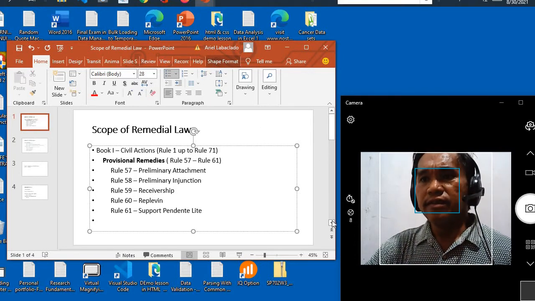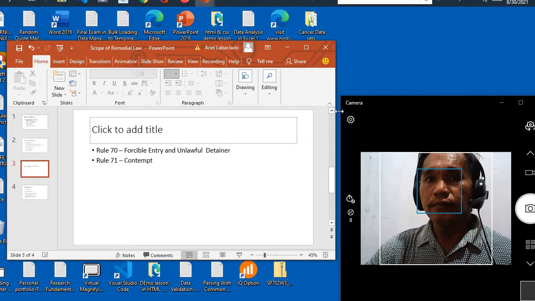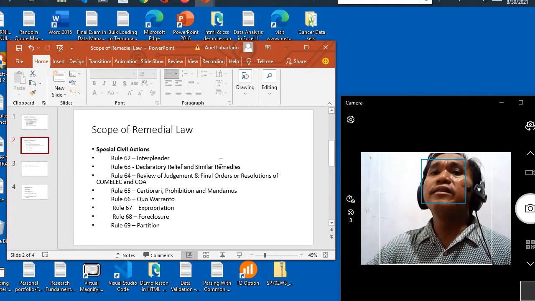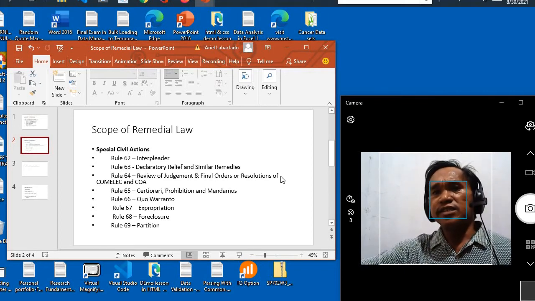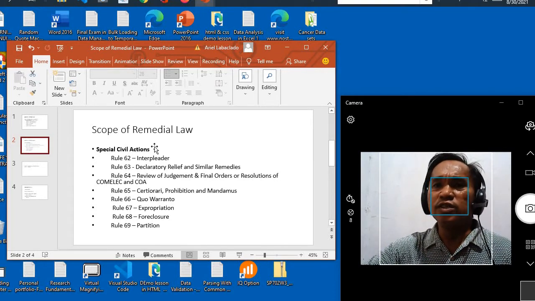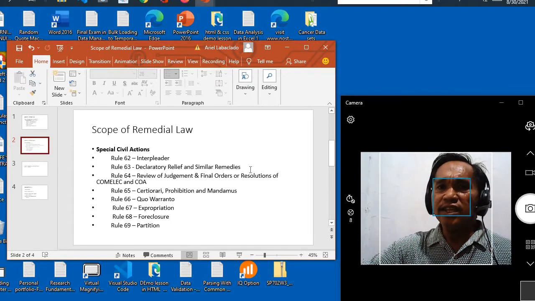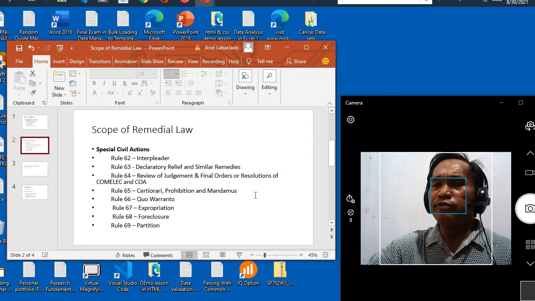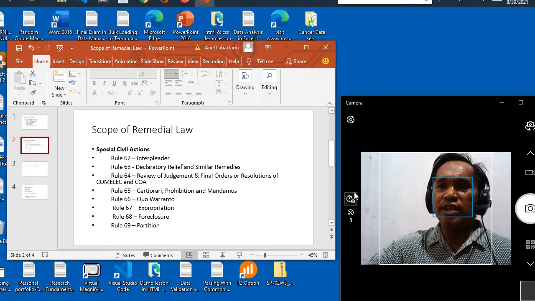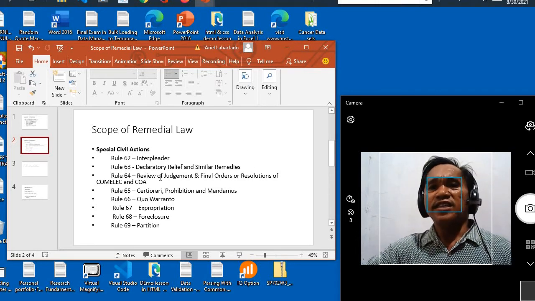Then we have the special civil actions. We have Rule 62, interpleader. Rule 63, declaratory relief and similar remedies. Rule 64, review of judgments and final orders or resolutions of the COMELEC and the Commission on Audit. Then Rule 65, certiorari, prohibition and mandamus. Rule 66, quo warranto. Rule 67, expropriation. Rule 68, foreclosure. And Rule 69, partition. These are special civil actions.